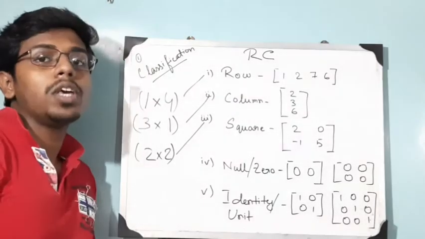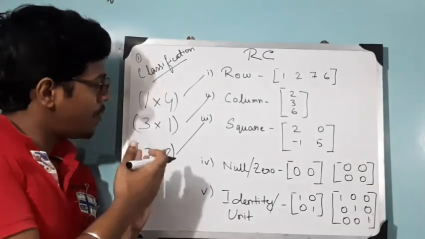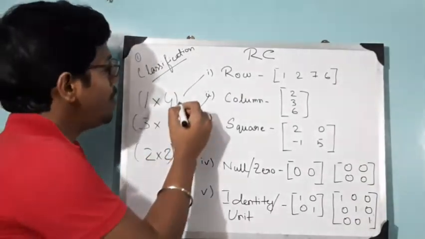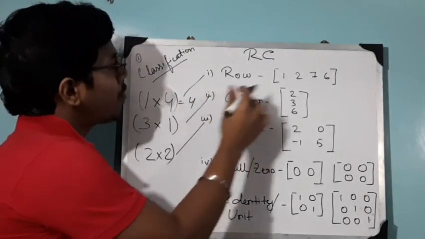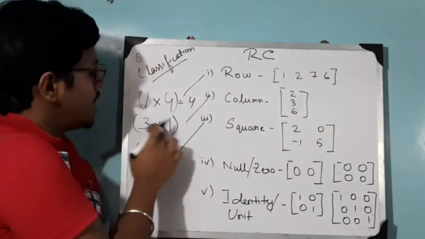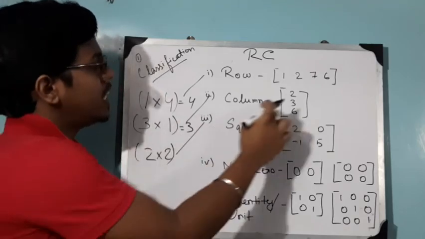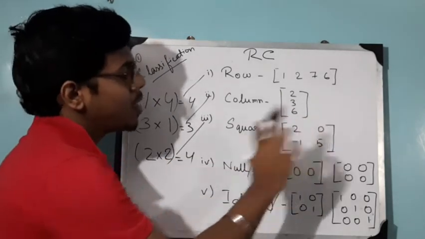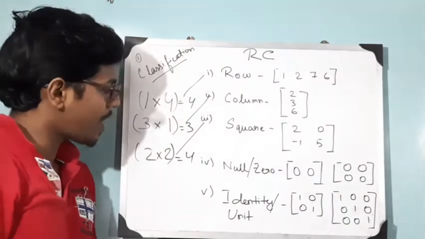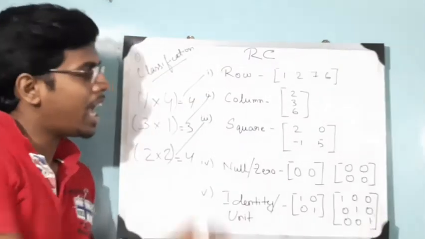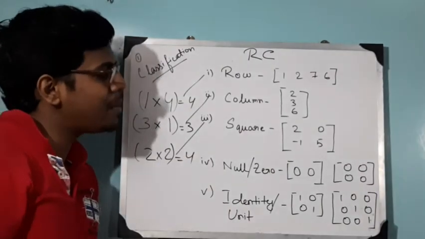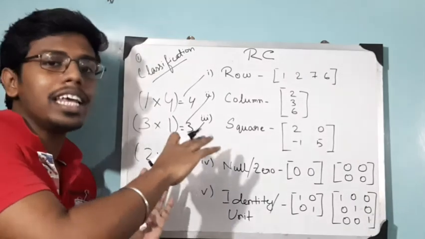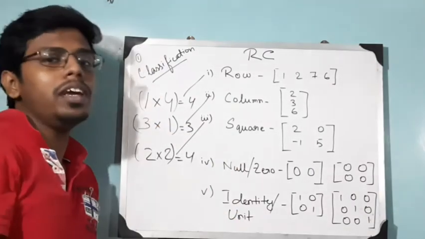Actually, you are also getting the total number of elements. See how? 4 into 1, number of elements 4. See, 1, 2, 3, 4. 3 into 1, number of elements 3. 1, 2, 3. 2 into 2, number of elements 4. 1, 2, 3, 4. So you got the crux of the matrix, and each and every part of it. If you understand this part, it will be easy.